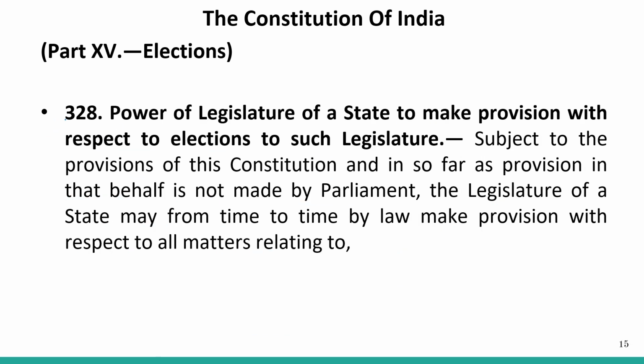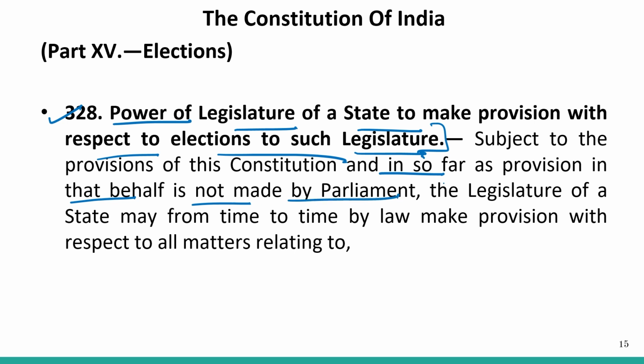Now, moving forward, let's see what Article 328 is saying. It is saying the power of the legislature of a State to make provisions in respect to the elections to such legislature. In the same way that Parliament was given the power to make rules in regard to the elections that take place for the Lok Sabha and the Rajya Sabha, the legislatures of the states have been given the power to make rules and regulations in regard to the state legislatures. Okay, subject to the provisions of the Constitution, and in so far as provision in that behalf is not made by Parliament. Now, important point.